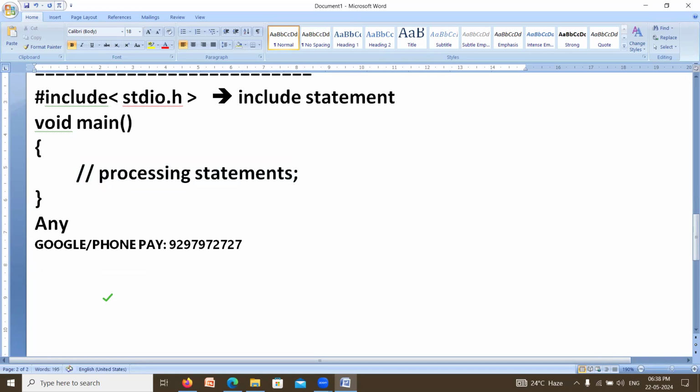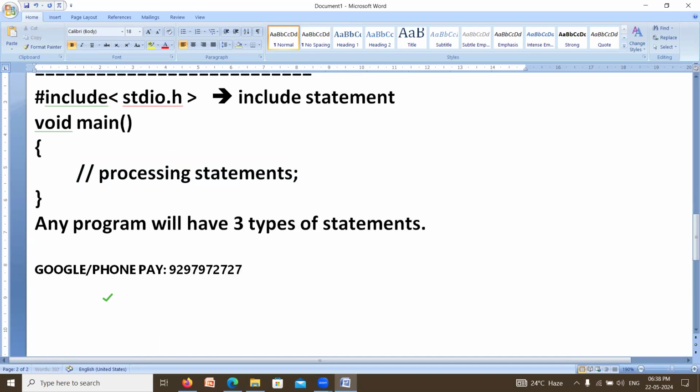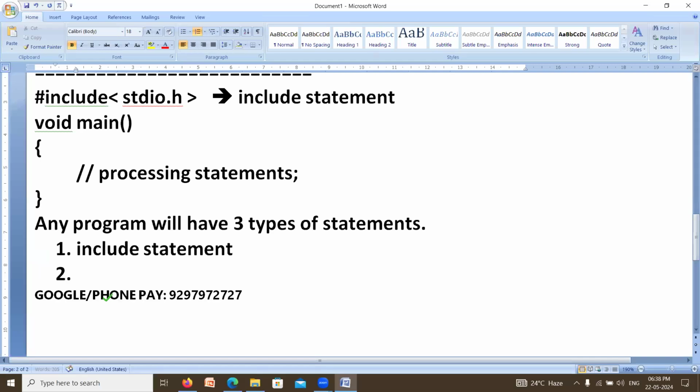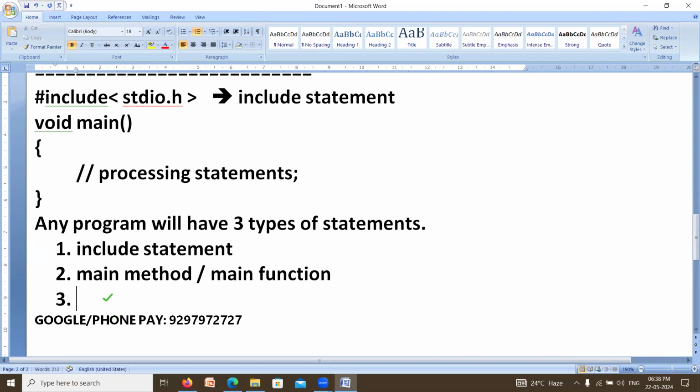So any program will have three types of statements. One is the include statement. The second one is the main method. It is also called the main function. Function or method, both are the same. The third one is processing statements.